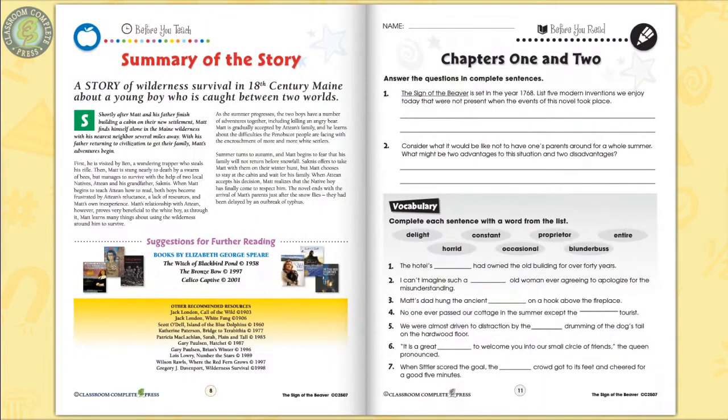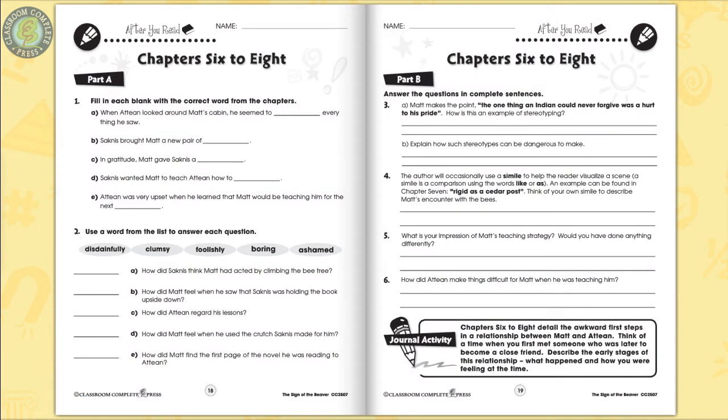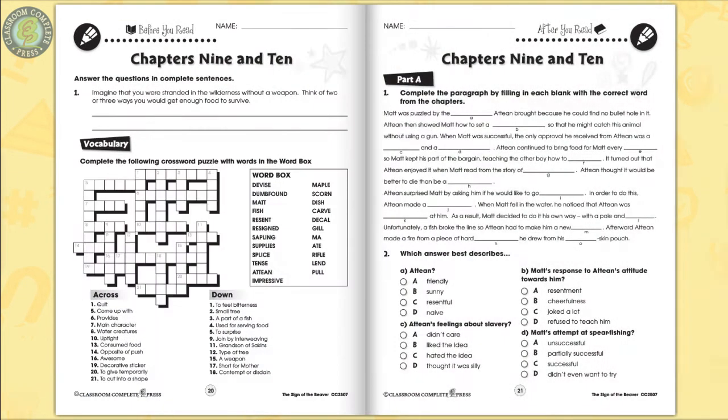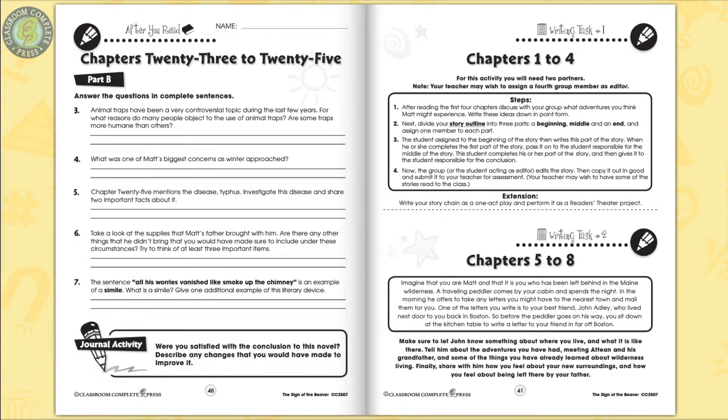Get a clear understanding of the setting by comparing 1768 with today. Explore the concept of stereotyping with Matt's interaction with Attean. Find the answer that best describes a series of multiple-choice questions. 6 additional writing tasks follow.